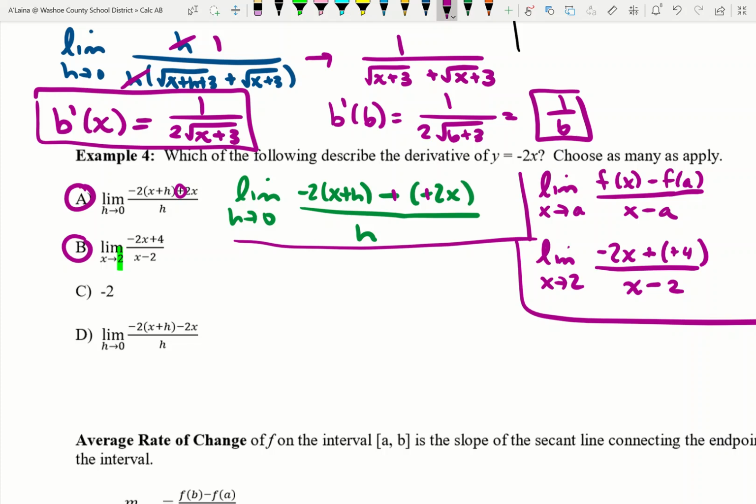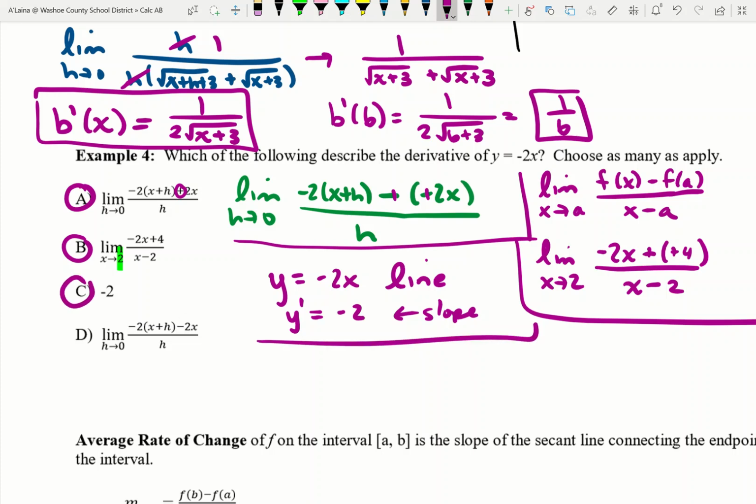If I examine part C, if I look at the original equation, this is a line. And since this is a line, the derivative is the slope of this line, which in this case is negative 2. Now D is actually very close to A, but what happened in D is they missed the sign change because of subtracting a negative. So D is not correct.